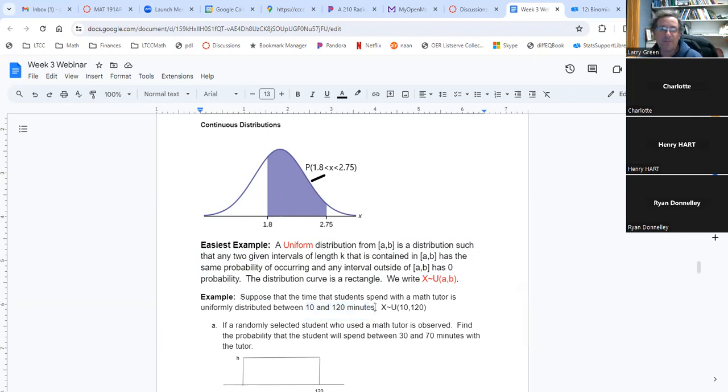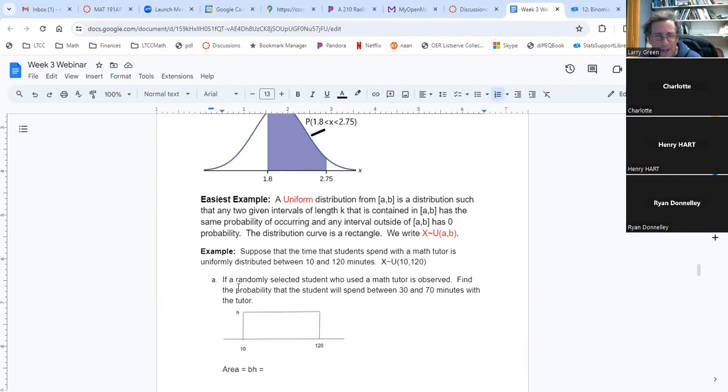Okay, so the first thing in symbols, we write x tilde u, 10, comma 120. Okay, there's a good chance on the exam you're going to maybe have to do that. So make sure you know how to type this. Okay, not hard to type. If a randomly selected student who uses a math tutor is observed, find the probability the student will spend between 30 and 70 minutes with the tutor. Any questions on the question?